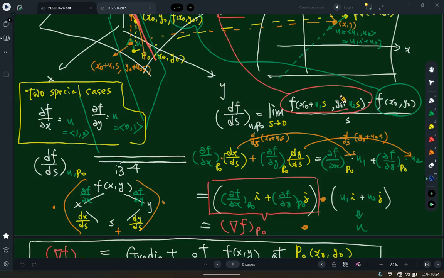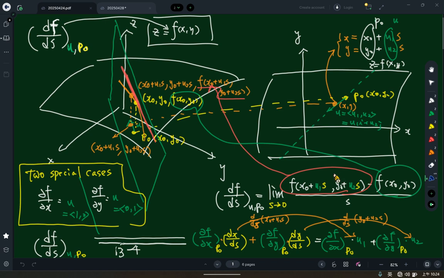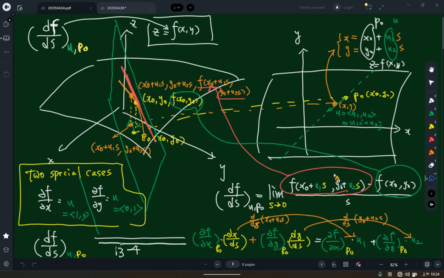So let's just get started. This time we just learn about the gradient. I just want to spend some minutes to review the concept to you. In the beginning we just want to know the directional derivative, right?